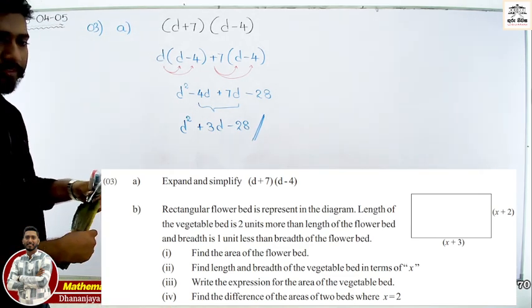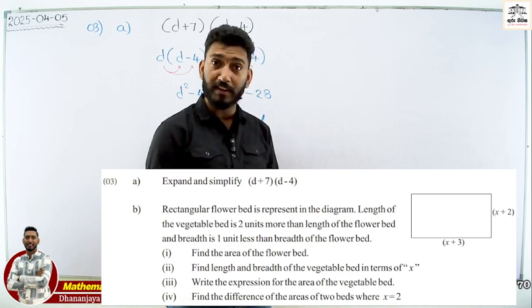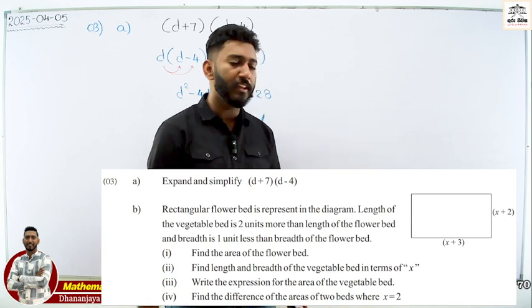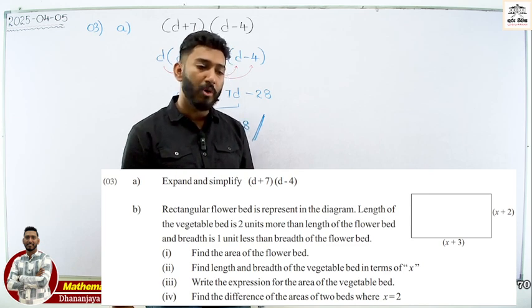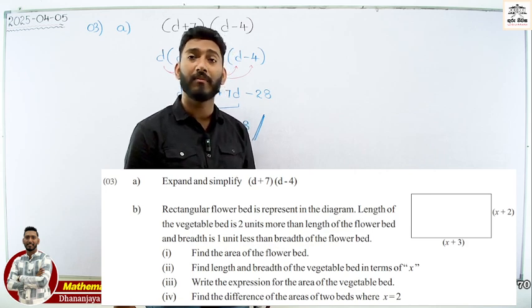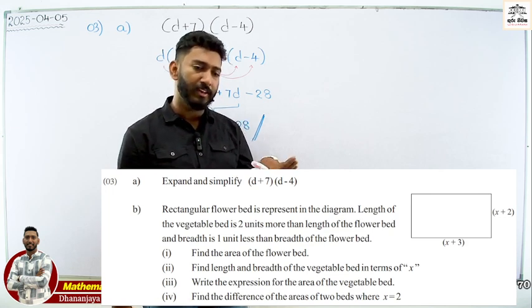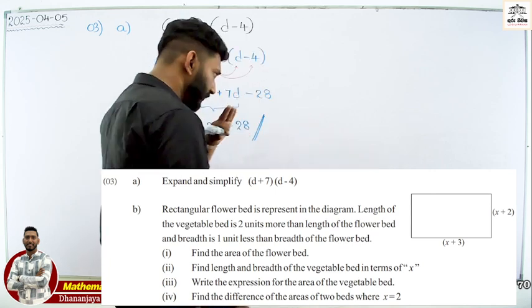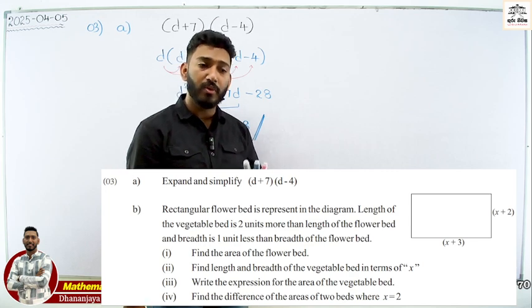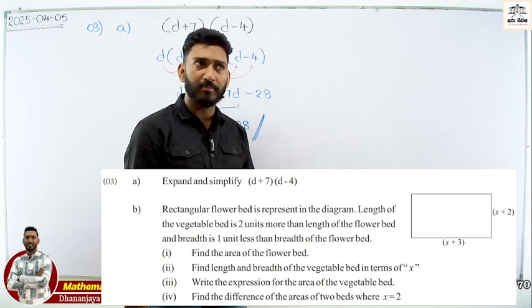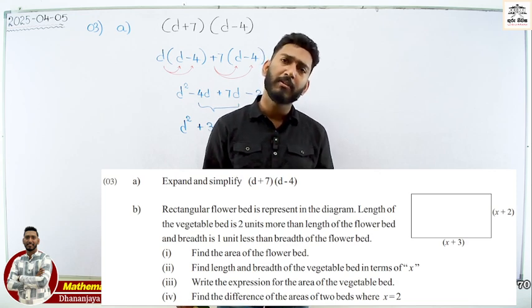Second one, B part. I'm going to discuss the B part. Rectangular flower bed. We call it a flower bed. A flower bed in rectangular shape. Flower bed represented in the diagram, length of the vegetable bed is 2 units more than length of the flower bed. Now listen, rectangular flower bed is represented in the diagram. The flower bed in the diagram. But length of the vegetable bed is 2 units more than the length. As an example, length becomes 5 cm. 5 units. 5 units. Now tell me what is the length of the vegetable bed?